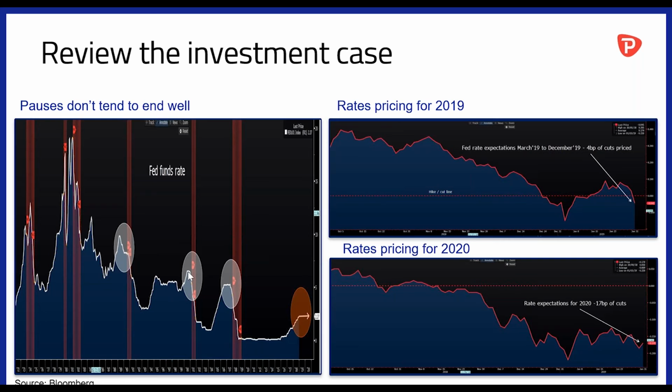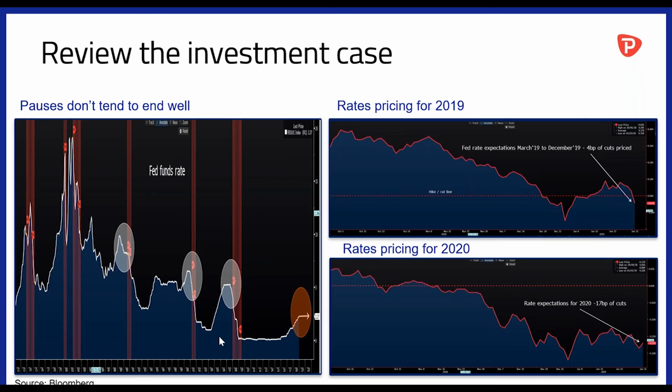Pause in 2001, a little bit of a pause for about a year, big cut into a recession. Pause, very long pause there in 2008 into a recession. What's the rates market telling me right now? The rates market's telling me for the next 12 months that we're on a pause, followed by a cut. The rates market's telling me this exact model is going to play out again. So how do I want to think about this?